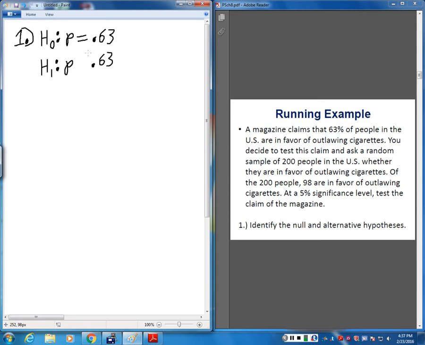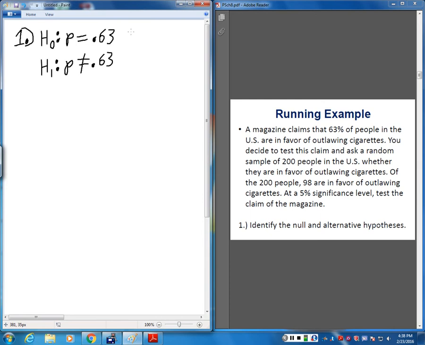In this particular problem, we're not looking to see if the true proportion is less than 63% or greater than 63%. We would just like to see if it's anything different than 63%. So we'll use not equal to. That's anything other than 0.63.